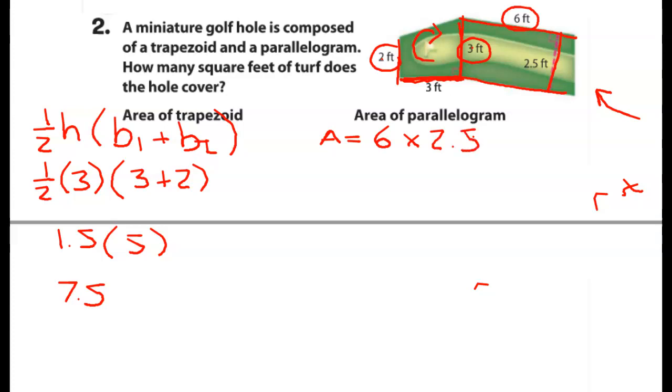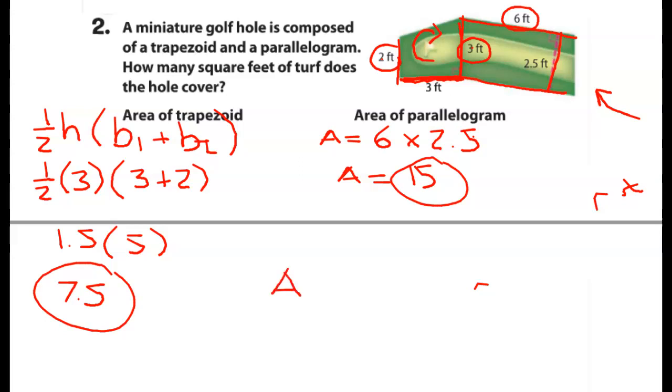So that's going to give me 15. So the area of the parallelogram is 15. Now I just have to add these two together. 7.5 plus 15 is going to give me 22.5. So then the area is equal to 22.5, and we're dealing with feet. So we'll say feet, and it's area, so we're going to square that.